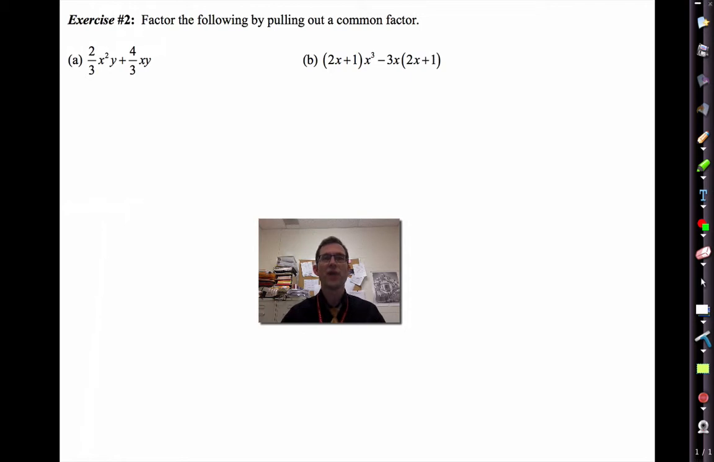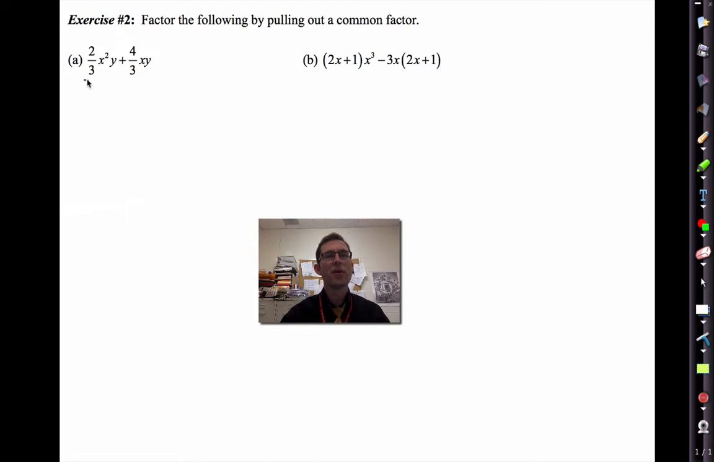It says factor the following by pulling out a common factor. It doesn't even necessarily say the GCF, but let's try to get the largest factor we can pulled out. So pause the video now and spend a few minutes trying these two. All right, let's take a look at letter A.